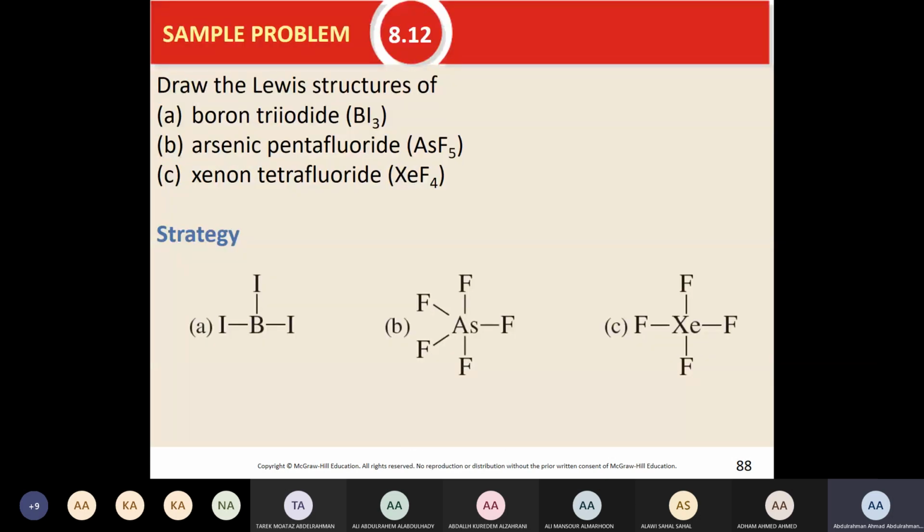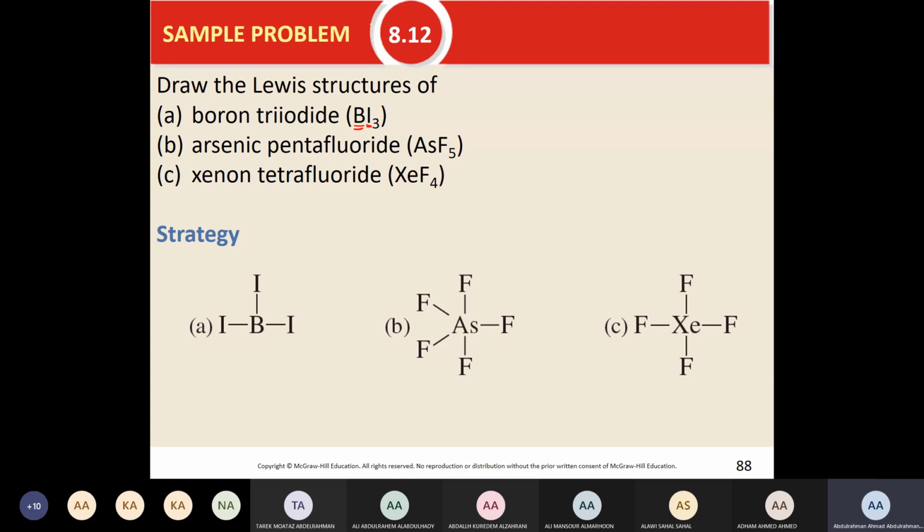Let's do these very quickly. We'll start with boron triiodide. Again, how to draw the Lewis structure for boron triiodide. First, where is the central atom? Boron, the B. Where are the terminal atoms? Iodine. Put the boron and then put the iodine around it like this, and at least you have one bond here, one bond here, one bond here.